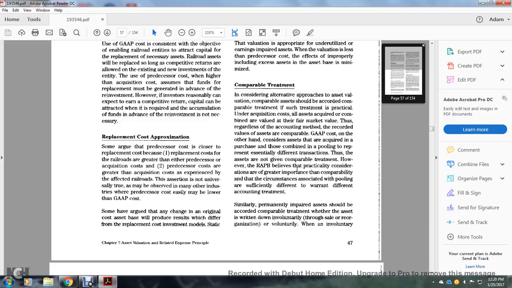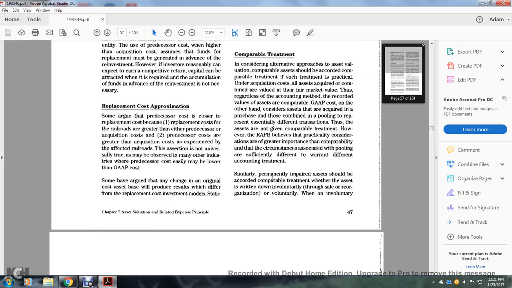On the other hand, consider assets acquired from a purchase combined with pooling, which represents an essentially different transaction, so the assets are not comparable and are not given comparable treatment. However, the railroad accounting principle board believes the practical considerations are of greater importance than comparability, and the circumstances associated with pooling are sufficiently different to warrant different accounting treatment.